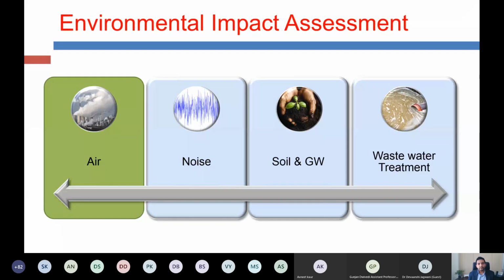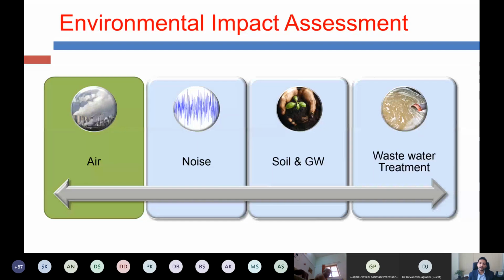As I've said, environmental impact assessment is basically a tool for the regulator to assess the environmental risk of a project. Whenever there's a new project, a new industry or new infrastructure project, these project activities are going to interact with different environmental components such as air, noise, soil and groundwater, wastewater generation, also the socio-economic environment, and so on. When it comes to air, the air impact assessment is done through air monitoring and also air dispersion modeling. When it comes to noise, noise levels are measured and noise mapping is carried out. Similarly with soil and groundwater, we do soil monitoring and also perform groundwater modeling.